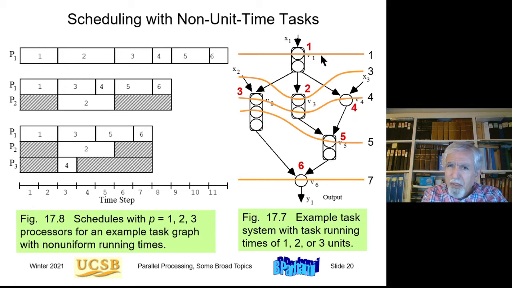Okay, so I assign priorities 1, 2. These 2 I use a tie-breaking rule. Let's say the longer task is given higher priority than the shorter task. 3, 4, 5, 6. So once I assign these priorities, again, I can schedule it on 1 processor, on 2 processors, on 3 processors using basically the same algorithm. Priority assignment is slightly different, but once priorities have been assigned, the rest of the scheduling algorithm does not change.